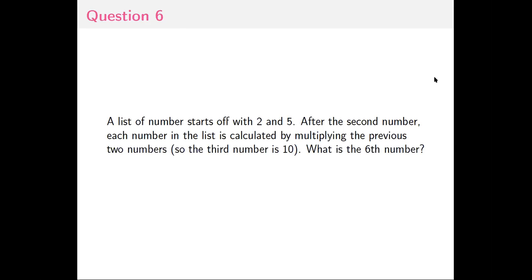Okay, so next question. A list of numbers starts off with 2 and 5. After the second number, each number in the list is calculated by multiplying the previous 2 numbers. So the third number would be 10. What is the sixth number? Jesse, what is your answer? Yes, that is correct. 25,000 is the correct answer. So Jesse will be advanced to 1, Florence stays at 0.